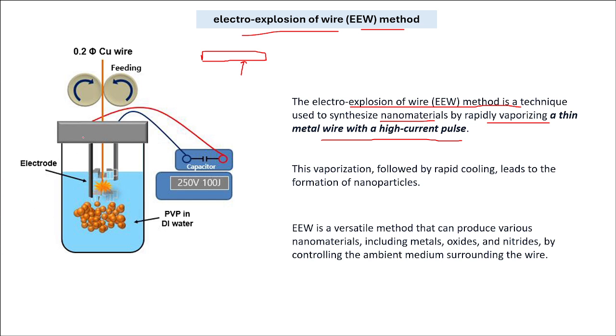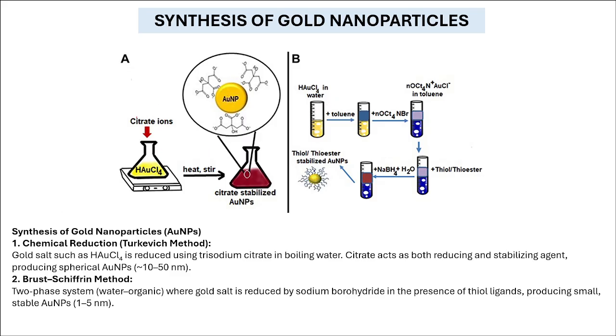In this case, what is there? This one is a copper wire, and there is an electrode in there. This vaporization followed by rapid cooling leads to the formation of nanoparticles. More or less the mechanism is the same, and all these methods are considered green synthesis because no harsh chemicals are involved. EEW is a versatile method that can produce various nanomaterials including metals, oxides and nitrides by controlling the ambient medium surrounding the wire. Now, coming to the next topic, which is synthesis of gold nanoparticles.